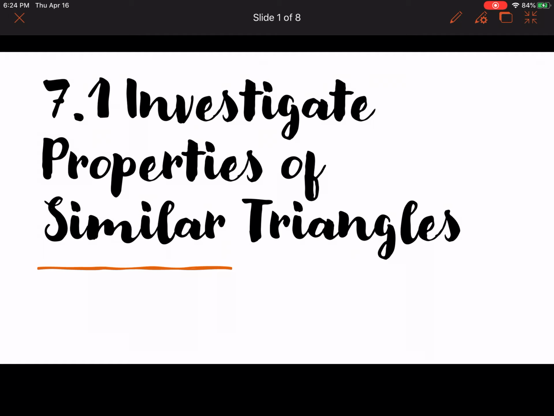We've only got 8 slides, but talking to a blank screen seems to be a new hobby of mine, so I might just go off. We're investigating properties of similar triangles.